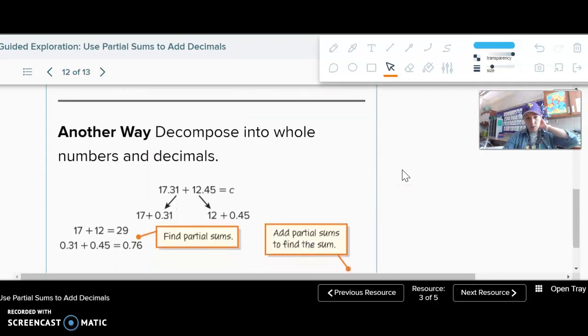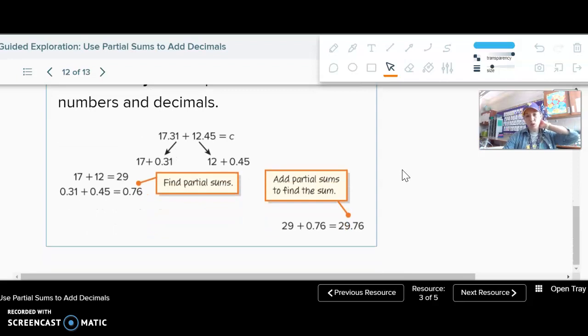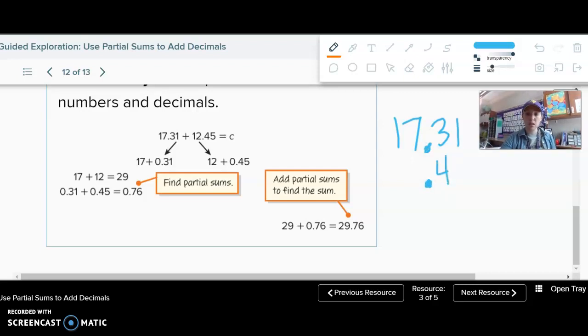So either way, we can decompose by place value. We can decompose into whole numbers and decimals. I'll actually go ahead and show you right now. If I take and I write my number, I can just write the other one underneath as long as I make sure that I line up the decimals. Because I want to make sure I'm adding each place with its same place.